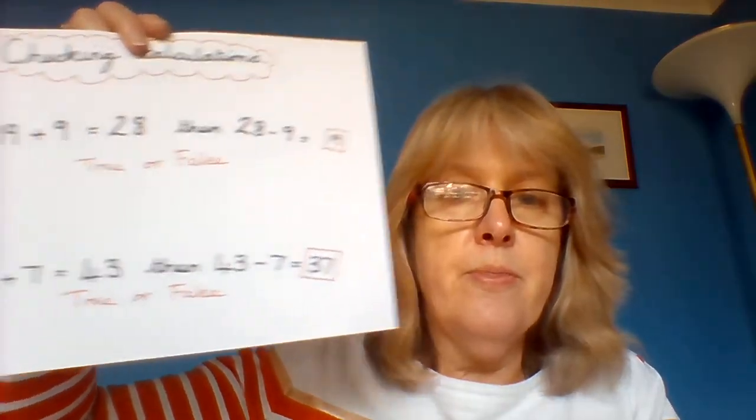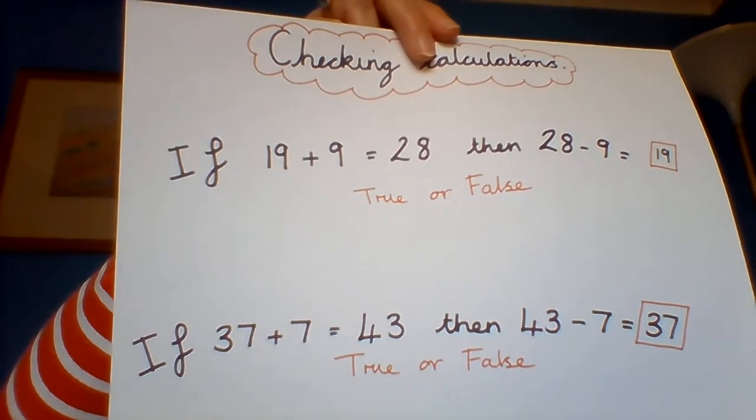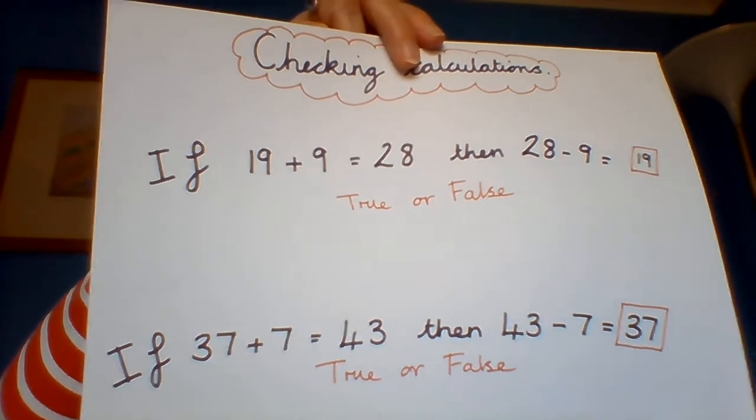But if we look at the second calculation on that sheet, does 37 add 7 equal 43? Or do we need to draw that to check? And remember, you can show your working out, you can prove it in many different ways.